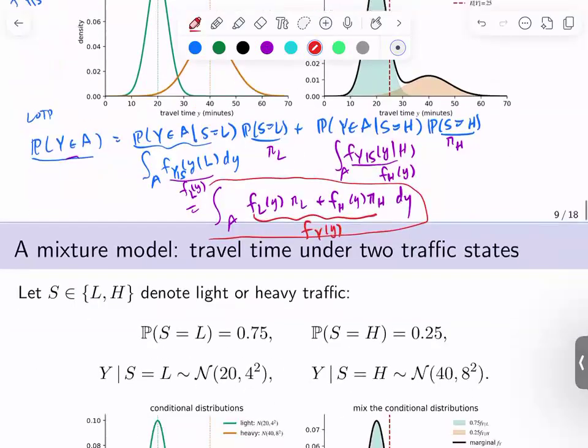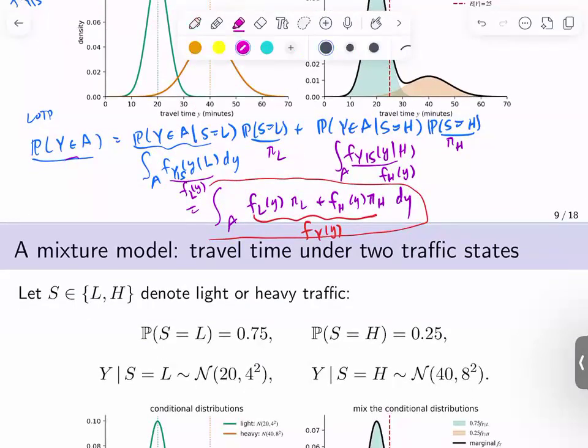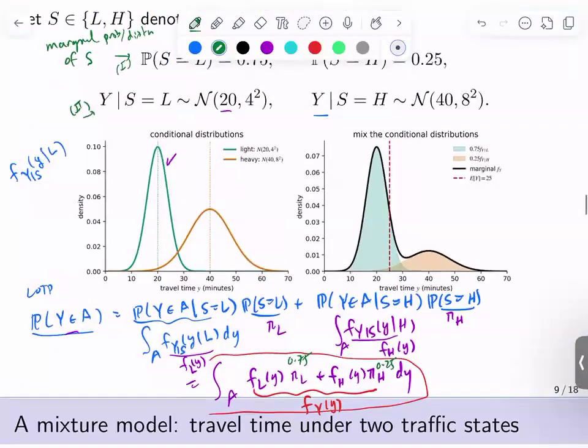And you can see the density of Y is really a mixture. It's a linear combination. So these are the weights. This is like 0.75. Here's going to be 0.7, sorry. This is going to be 0.75. This is going to be 0.25. So the density of Y really is going to be 0.75 times the conditional density under light of Y plus 0.25 times F high of Y. So this is FL of Y, the conditional density under L, and this is FH of Y.